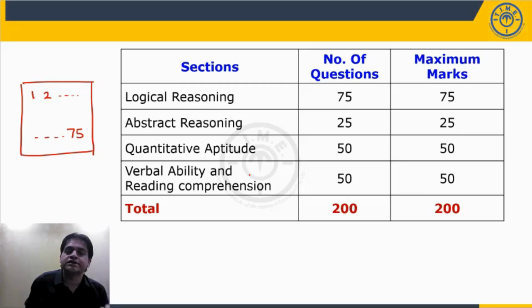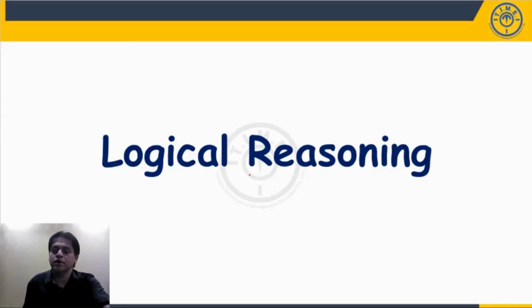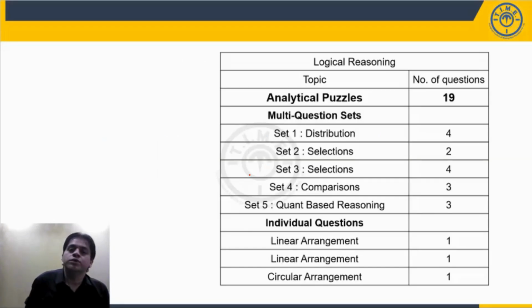Now let us start first discussing the logical reasoning section in detail. In the logical reasoning section, we'll discuss the question types that appeared in 2 parts. You can split the logical reasoning section into analytical puzzles and analytical reasoning. Analytical puzzles would be the puzzles which involve linear arrangements, circular arrangements, distributions, selections, comparisons, and so on. All those different types of puzzles, we refer to them as analytical puzzles.